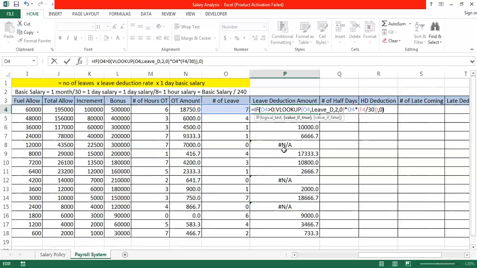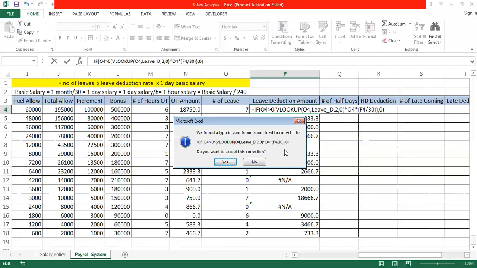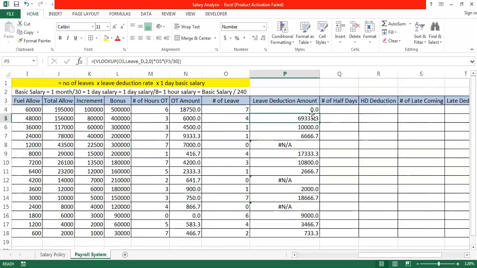So you can see, I think I have an issue. Greater than 0. Instead, I have missed the comma over here.